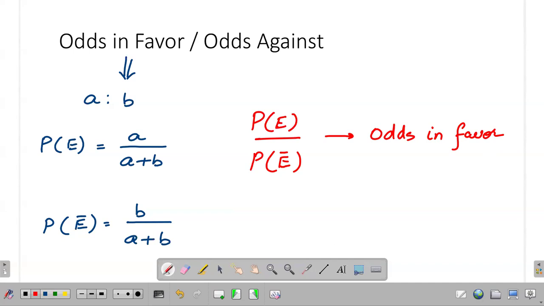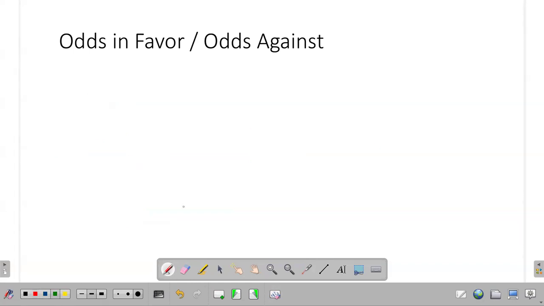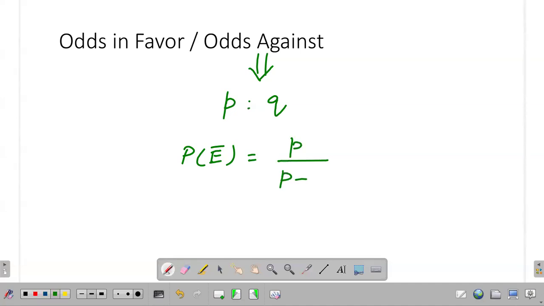Okay. Now, in the same logic, let us talk about odds against an event. Odds against an event, let me say it is P is to Q. If that is the case, the probability that the event E does not happen will be P divided by P plus Q.